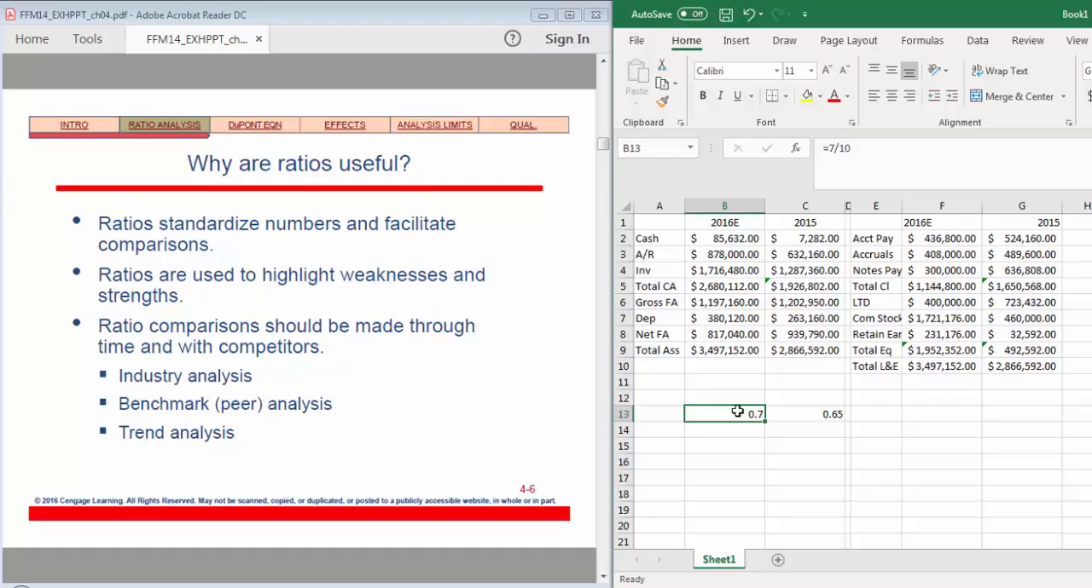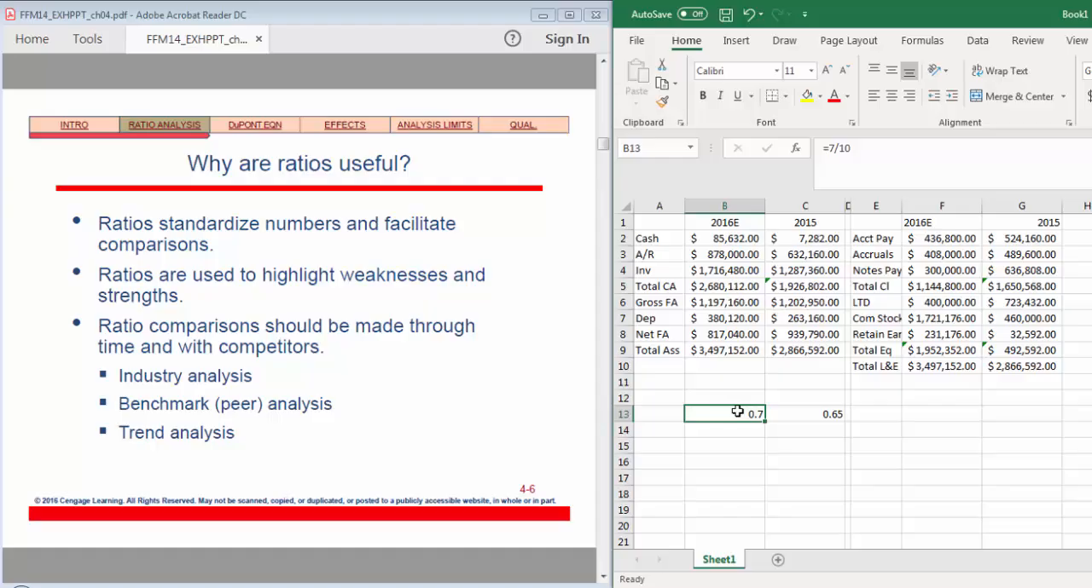Comparators for firms could be industry analysis. That is, for example, is Intel's performance better compared to its industry comparators like AMD, which are both processor manufacturing firms? So which one is providing you a better return on asset or better return on equity and so forth, which we'll soon try to understand. Benchmark peer analysis, again, which one is seemingly doing better.